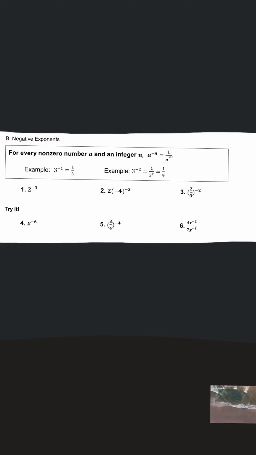Okay, now let's talk about negative exponents. So for every non-zero number a, so a number that's not zero, and it's an integer, if you have a number raised to a negative exponent, it means to move it either from the bottom to the top or top to the bottom, and then make the exponent positive. So whenever you move it, the exponent always becomes positive.